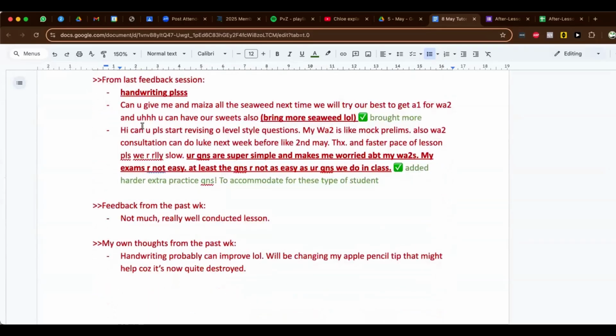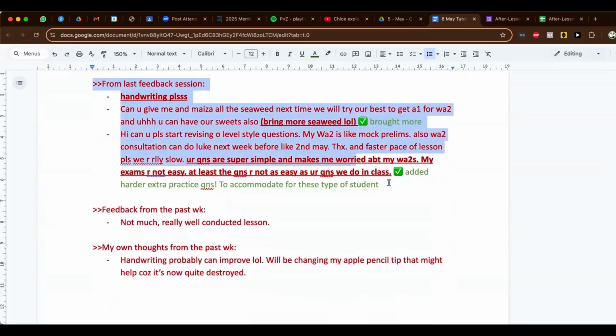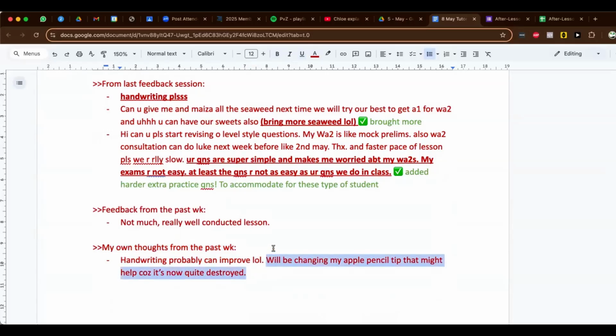Okay, then to improve or change. Now, this is from last week's feedback session. Someone said handwriting, and my own thoughts is that they didn't complain about it this week, but I think it can likely still improve. So I will change my Apple Pencil tip because it's getting destroyed already. That probably will help with the handwriting to be nicer.